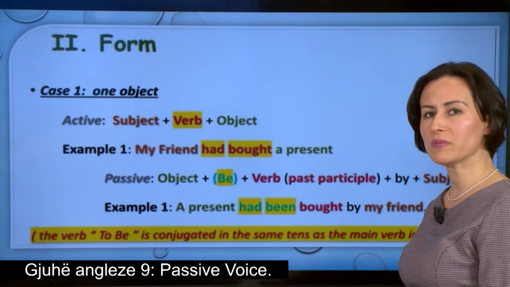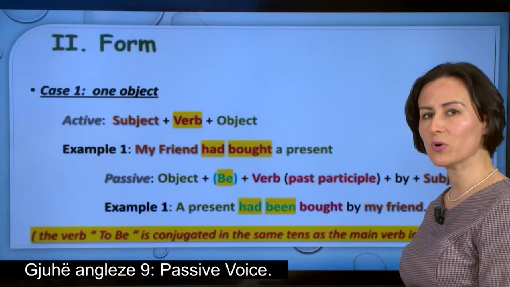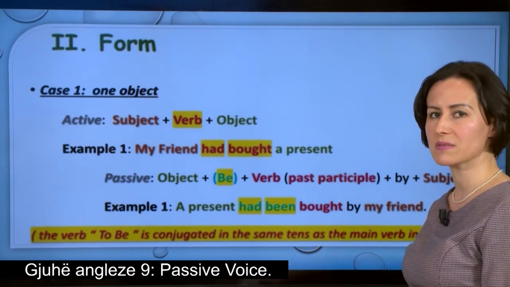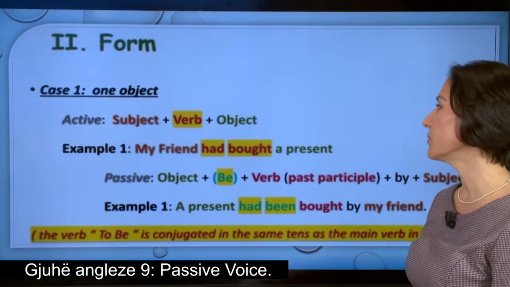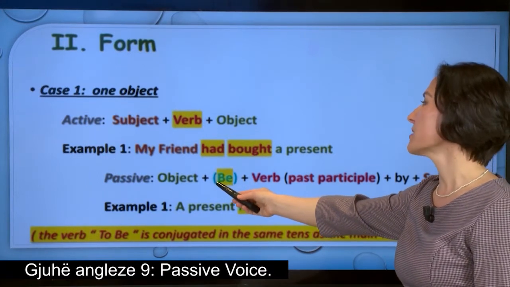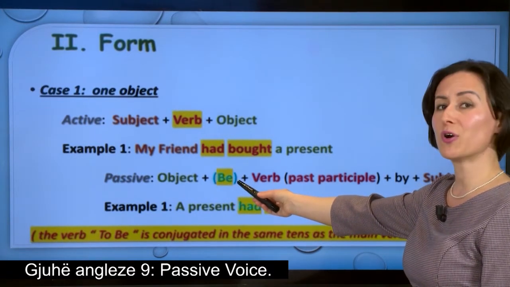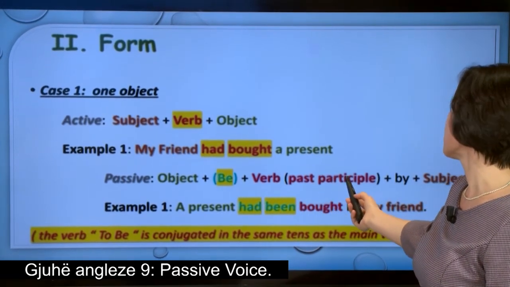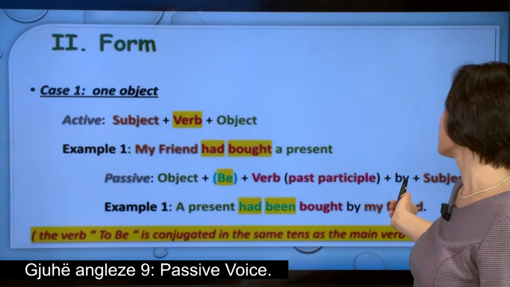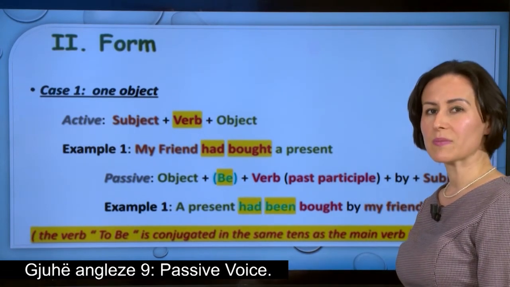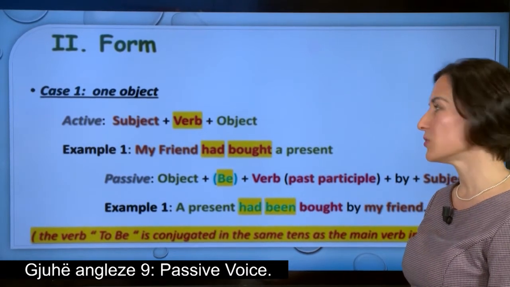So, how do we form the passive voice? How can we turn the active voice sentences into passive ones? Have a look below. The passive voice is formed by using object plus verb be plus the verb in the past participle plus by and the subject. Now, let me explain to you.